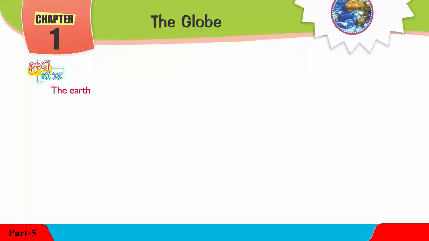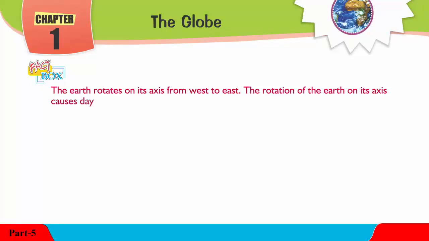Fact box. The Earth rotates on its axis from west to east. The rotation of the Earth on its axis causes day and night on the Earth.